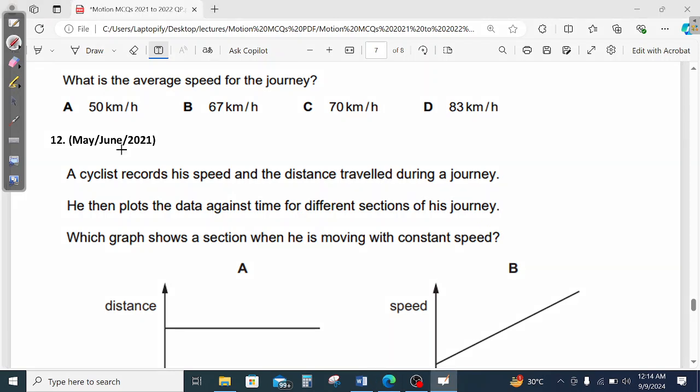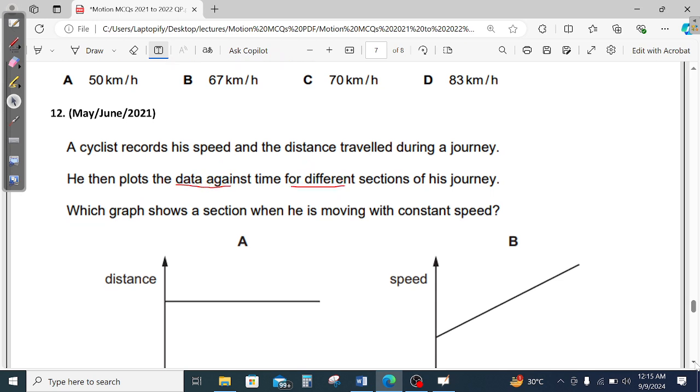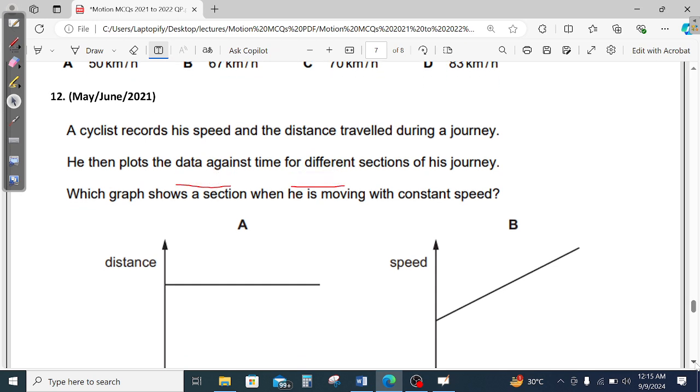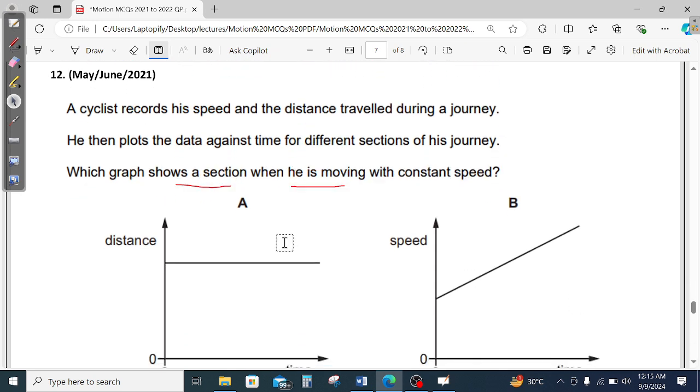Look at that. The cyclist records speed and distance during his journey, and he plots the graph, and we must find which graph shows the section where he is moving with constant speed. Again I am telling you, you have to understand the first lecture of motion. Without that lecture you can never solve these MCQs. You have to find when the body is moving with constant speed.